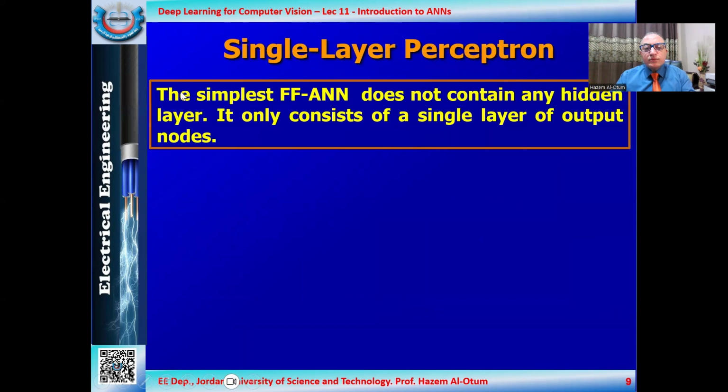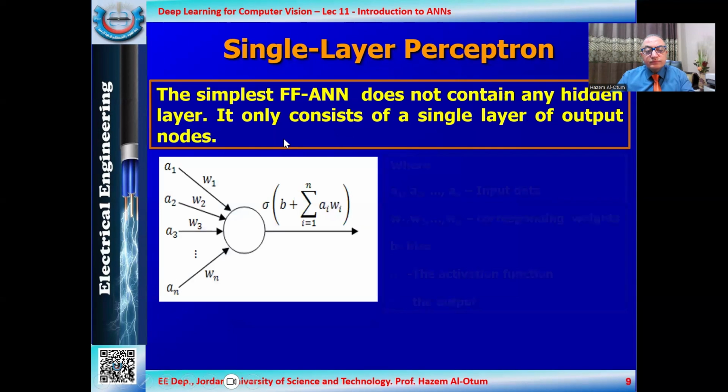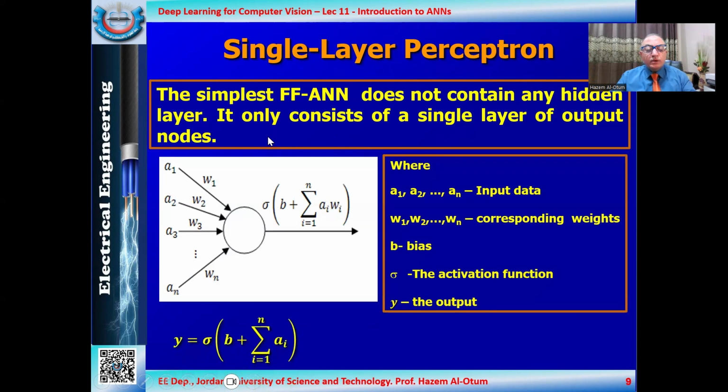Let's start with the simplest case: the single layer perceptron, SLP. Here, it's a very, very simple model where we have only one perceptron, one layer. The system in this case doesn't contain any hidden layers, so it consists only of a single layer of output nodes. So this is the model of our perceptron. As you see here, we have the inputs.